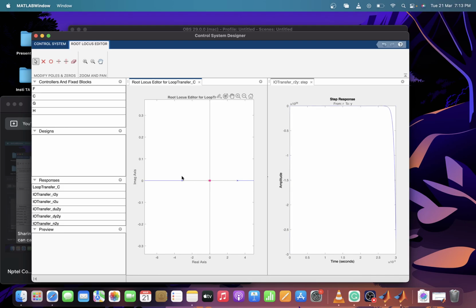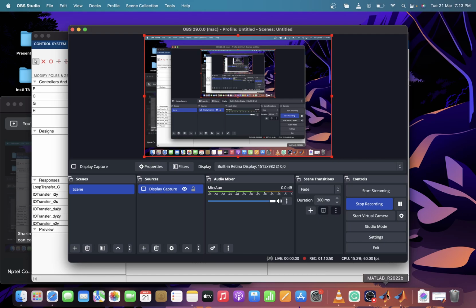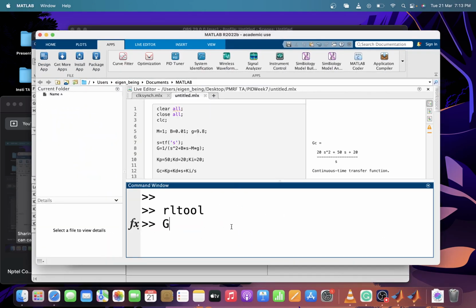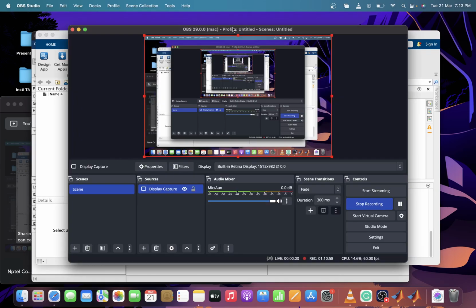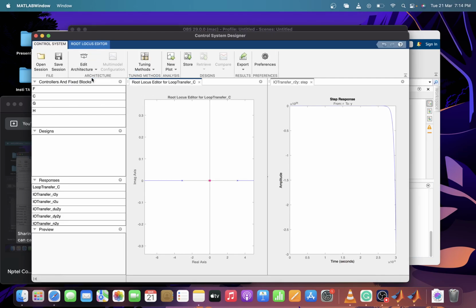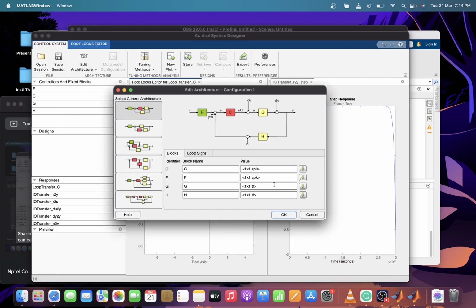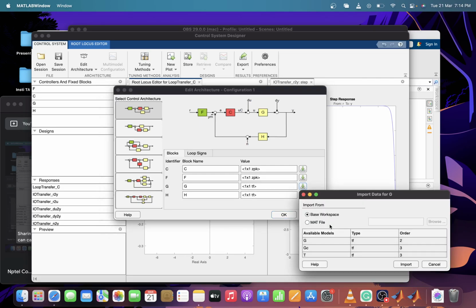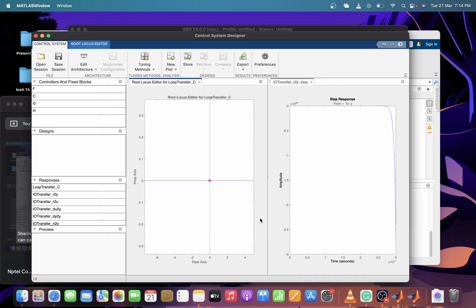Okay, before that I'll show you how the root locus varies. Okay, maybe I can show you how the root locus varies when G equals 1 by s square. So for that system I'll change and show. Control system, edit architecture. G is nothing but, I'll select G, import. Okay, so what is this?